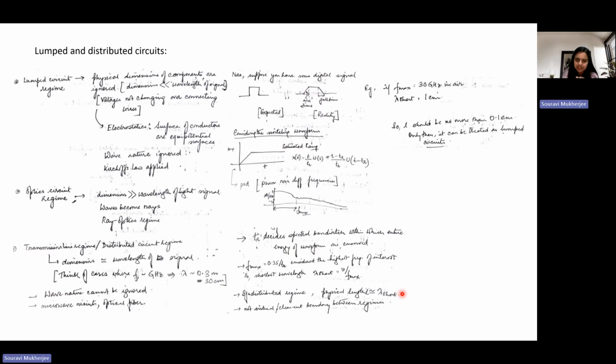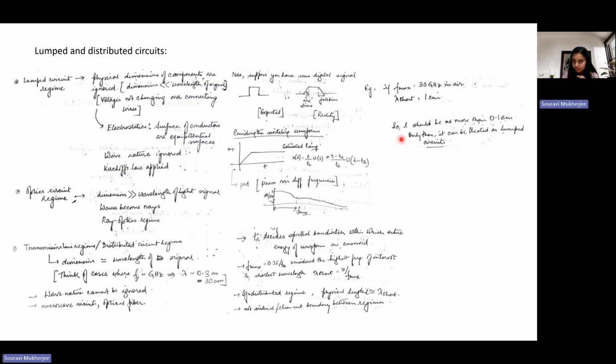Otherwise, not, right? Now, how do you define this comparable thing? What is comparable, or how do you quantify that, right? So typically what you consider is 0.1 times the wavelength. Okay, so what it means is if you have some F max, maybe 30 gigahertz in air, and then the lambda short, that is the shortest wavelength associated with your signal, comes.